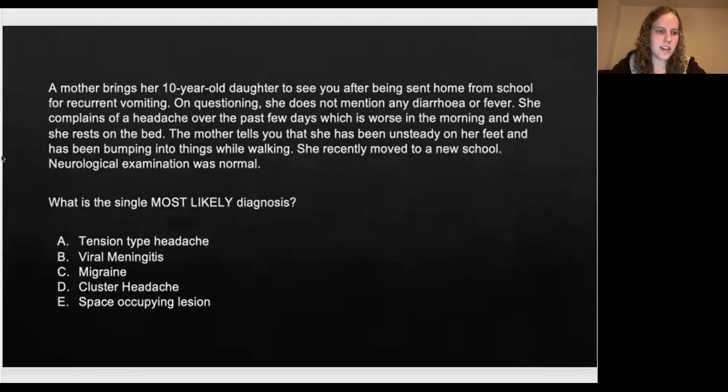Yep, you're right, Avina. A space-occupying lesion is the most likely diagnosis. Why? Because a space-occupying lesion can cause a raised intracranial pressure. None of these other ones would really do that. Viral meningitis is very unlikely, and the other ones are just different types of headaches. So the reason we think space-occupying lesion, does anyone know why you think that?